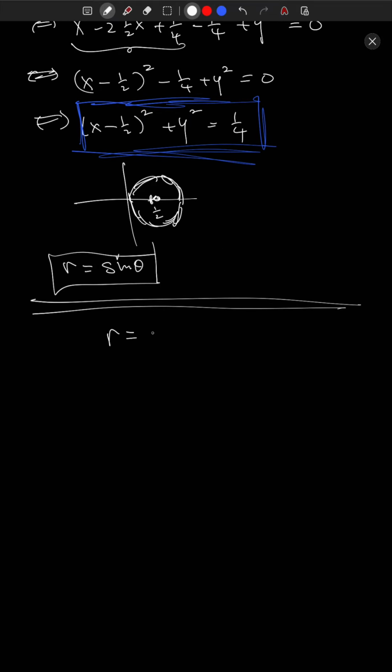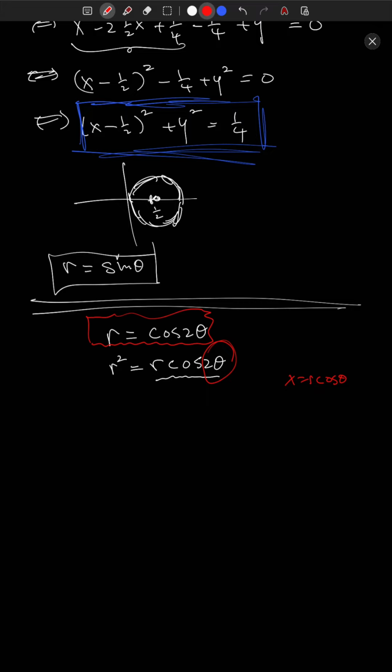Something like r equals cosine of 2 theta is not going to turn out so nice because even if I tried the same trick, I would get r squared equals r cosine of 2 theta, but r cosine of 2 theta doesn't become x because we've got this 2 theta instead of just theta, right? And x is equal to r cos theta. So even something just slightly more complicated doesn't really convert very nicely into rectangular coordinates.